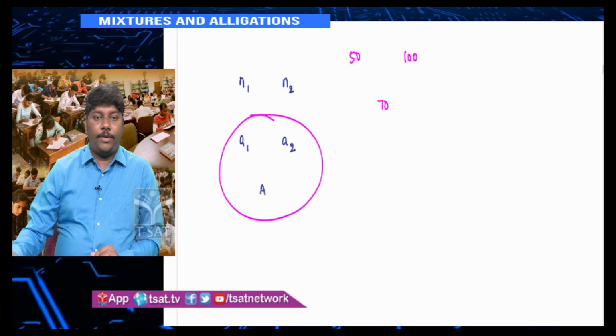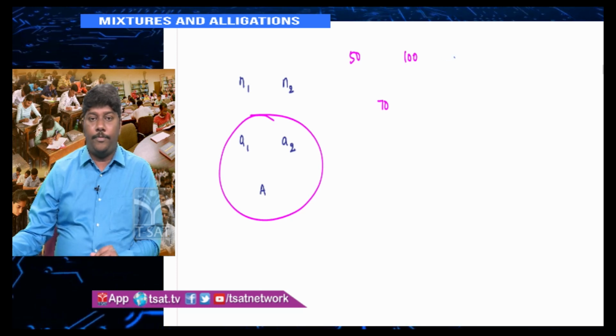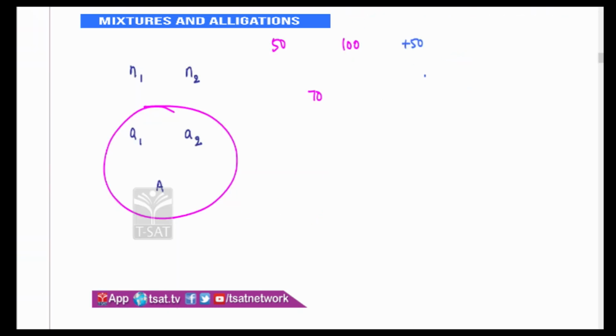Suppose I add 50 to every value. It becomes 100, 150, then 120. Has the ratio changed? This is 30 and 20 only, so the ratio is 3:2 only. I am adding a value to every number, A1, A2, capital A, and it's not changed. You can add, subtract, divide and multiply. You can check: by adding, subtraction, multiplication, division, the ratio will never change. The ratio remains the same.